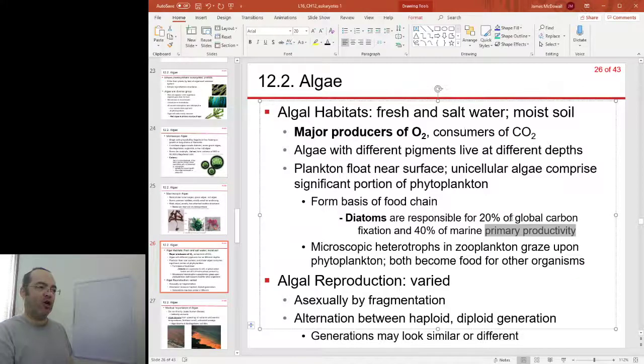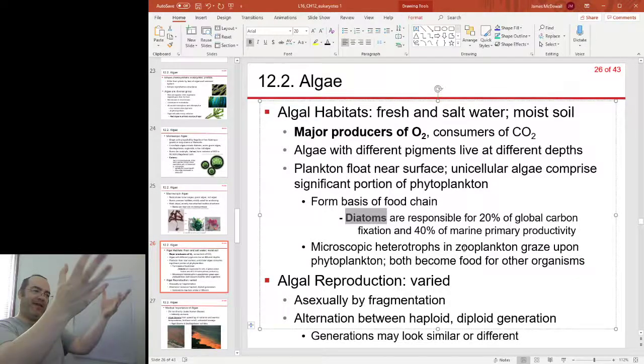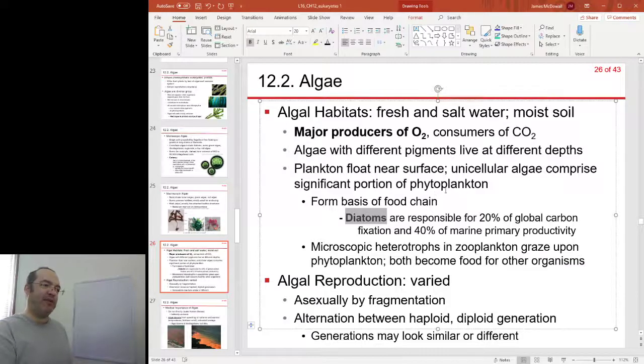In an aquatic environment, algae and things like diatoms, which are part of the phytoplankton, are very important in putting carbon and energy into the environment. They are grabbing carbon dioxide through photosynthesis. They are grabbing energy through photosynthesis. So diatoms and other phytoplankton are the basis of marine food chains.